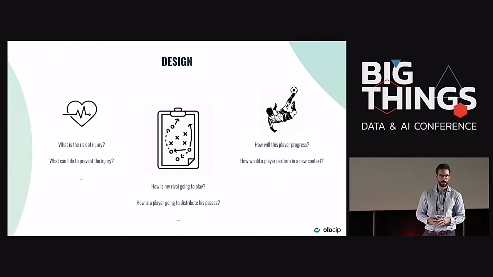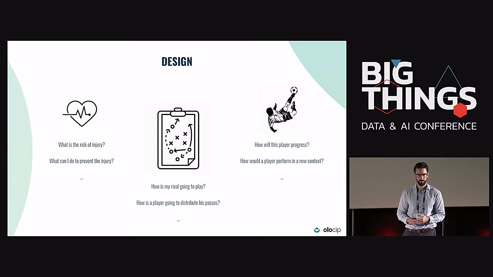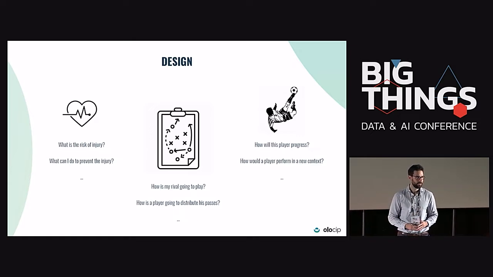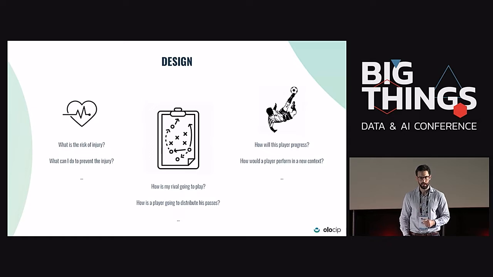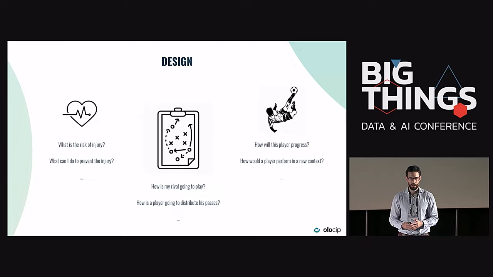So these are some examples of the type of questions that our software responds. So, for example, in the case of medicine, we could be interested in knowing what is the risk of injury of a player before a training session or a match? Or what can I do to reduce this risk? In the case of match analysis, we could question ourselves, how is my rival going to play against my team? Or in a scout team, for example, how would this player perform in a new team?